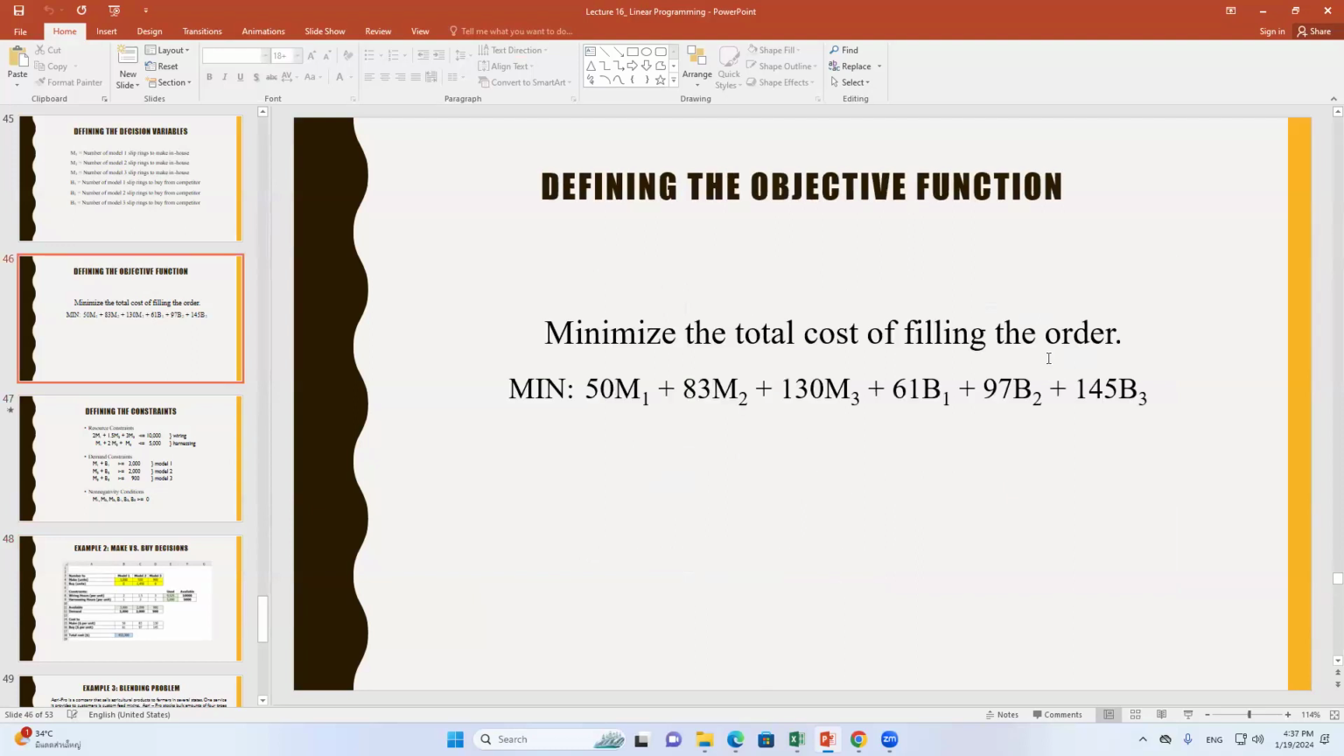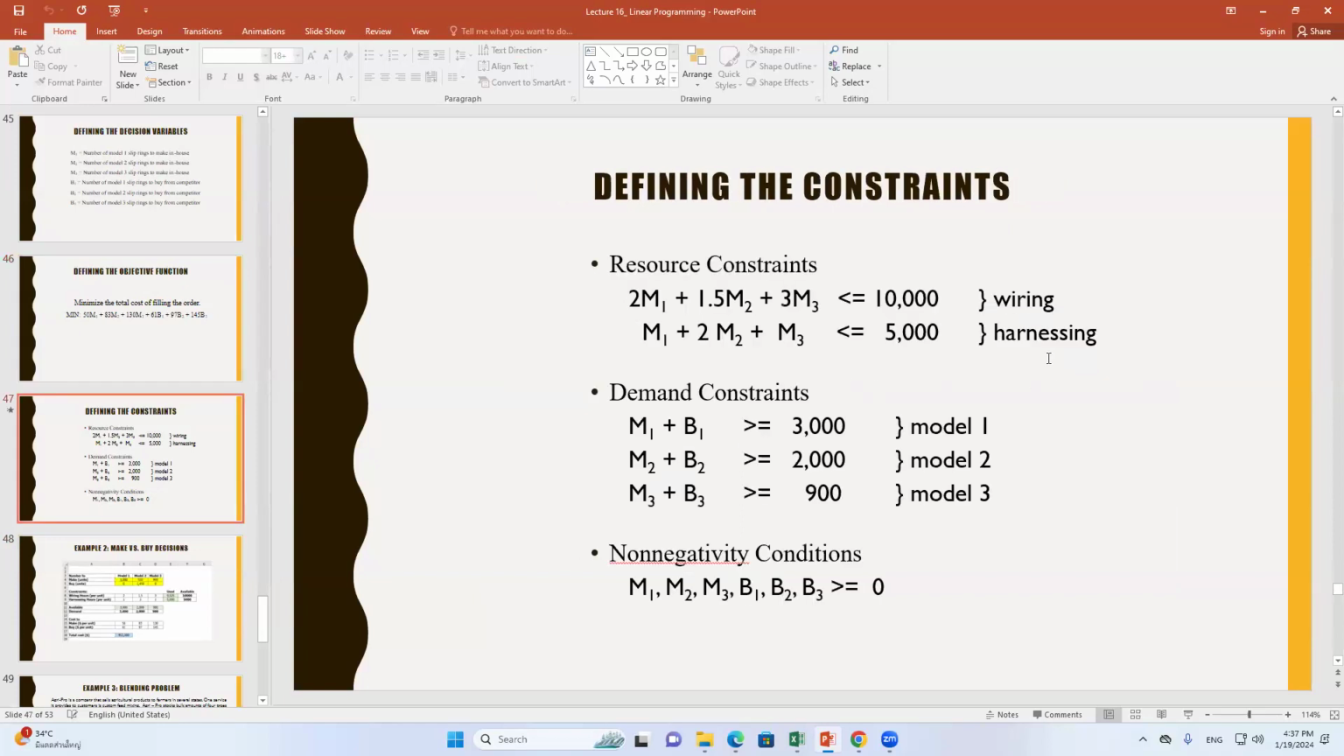For this case, we would like to minimize, not maximize, because we would like to reduce the cost. Cost should be minimized, profit should be maximized. This is the cost that should be minimized. And we have the demand constraint and also non-negativity.